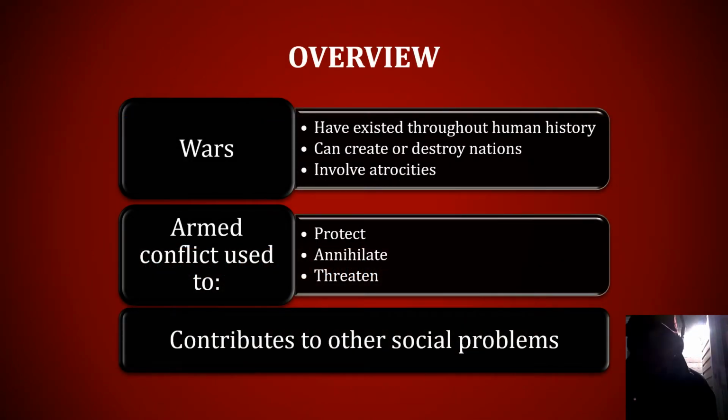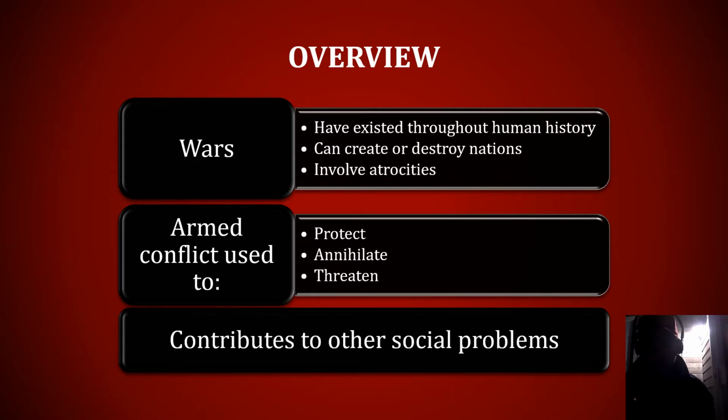As long as there's been humans, there's been conflict, and war is something that's existed throughout human history. It's had huge impacts on how countries are currently the way they are. It's created and destroyed nations. It's involved incredible atrocities. Right, atrocities just meaning the worst of the worst situations imaginable. The Holocaust would be an example.